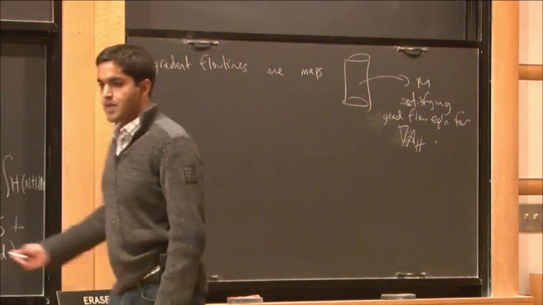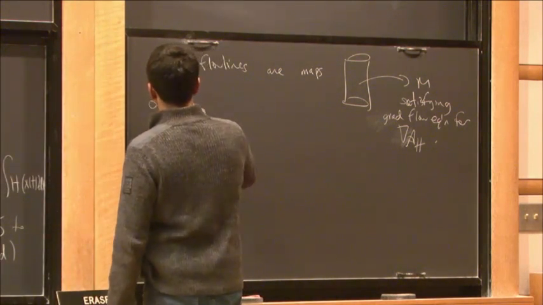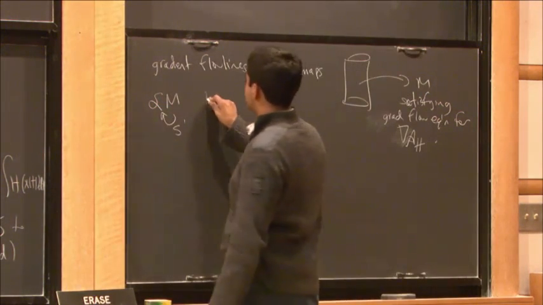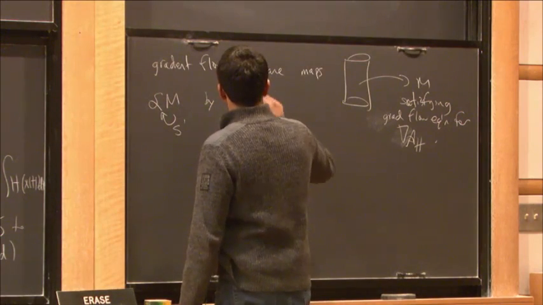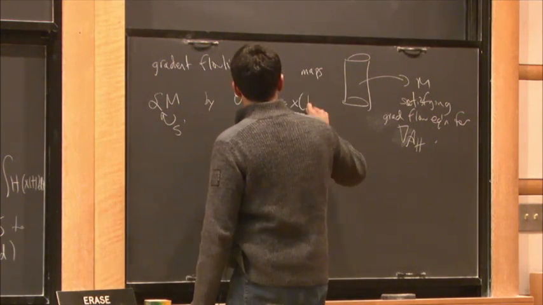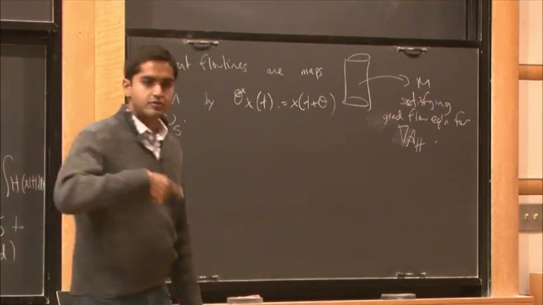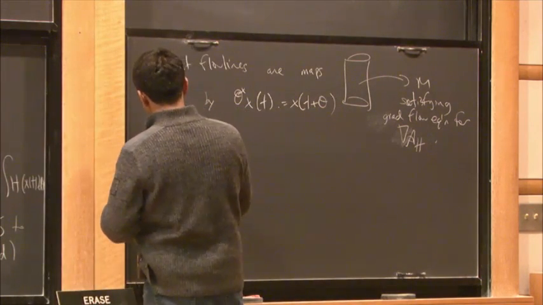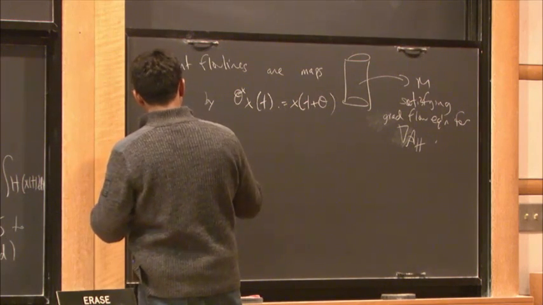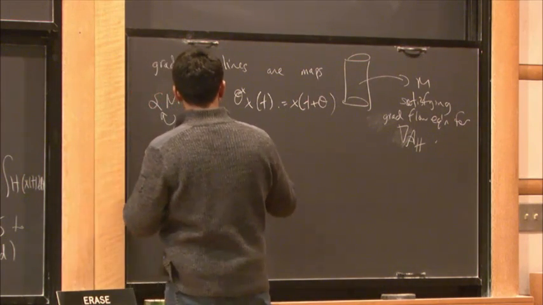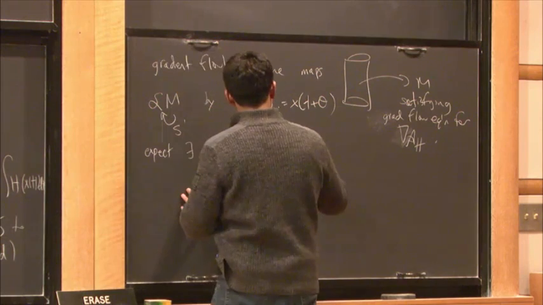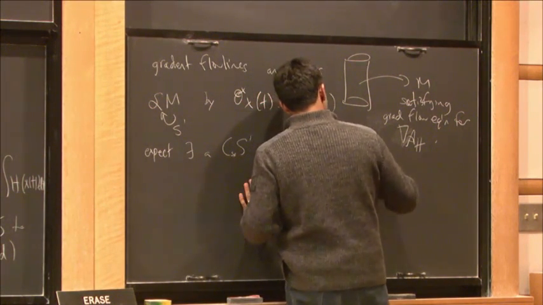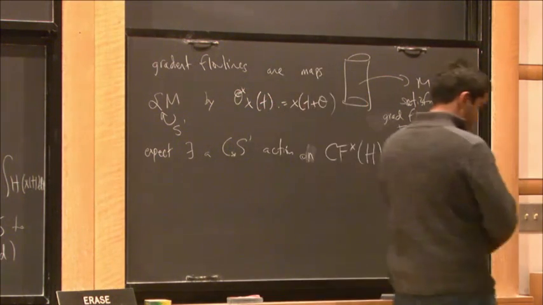Okay, so S1 acts on the free loop space, of course, by shifting loops. And so we expect that there exists a chains of S1 action on this Floer complex.